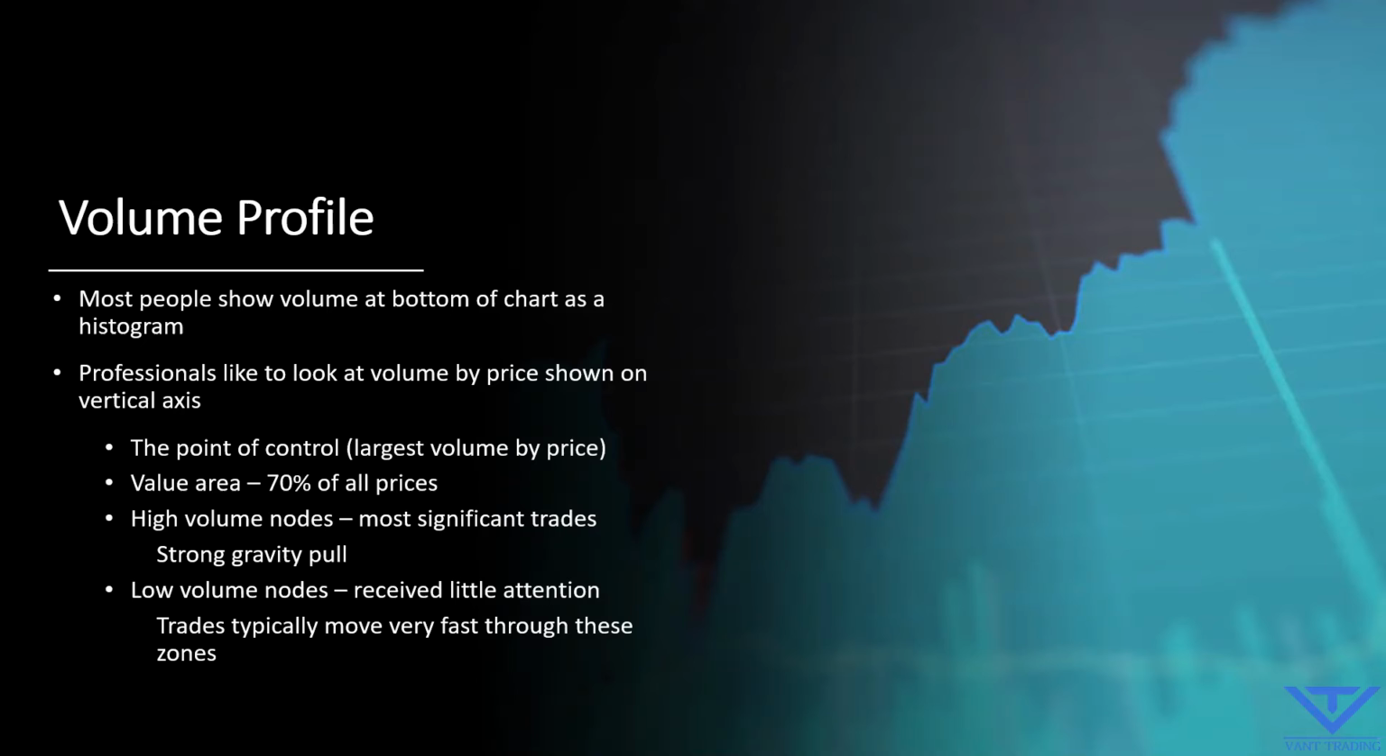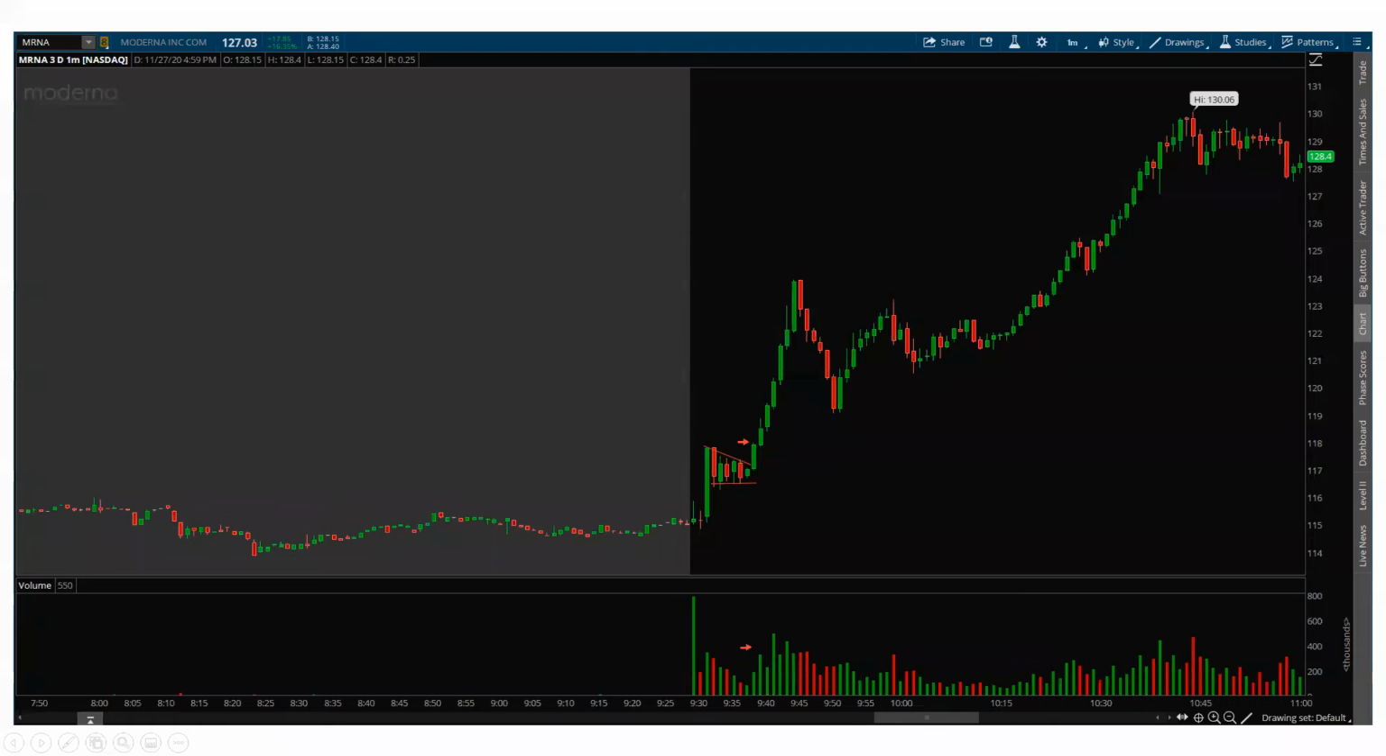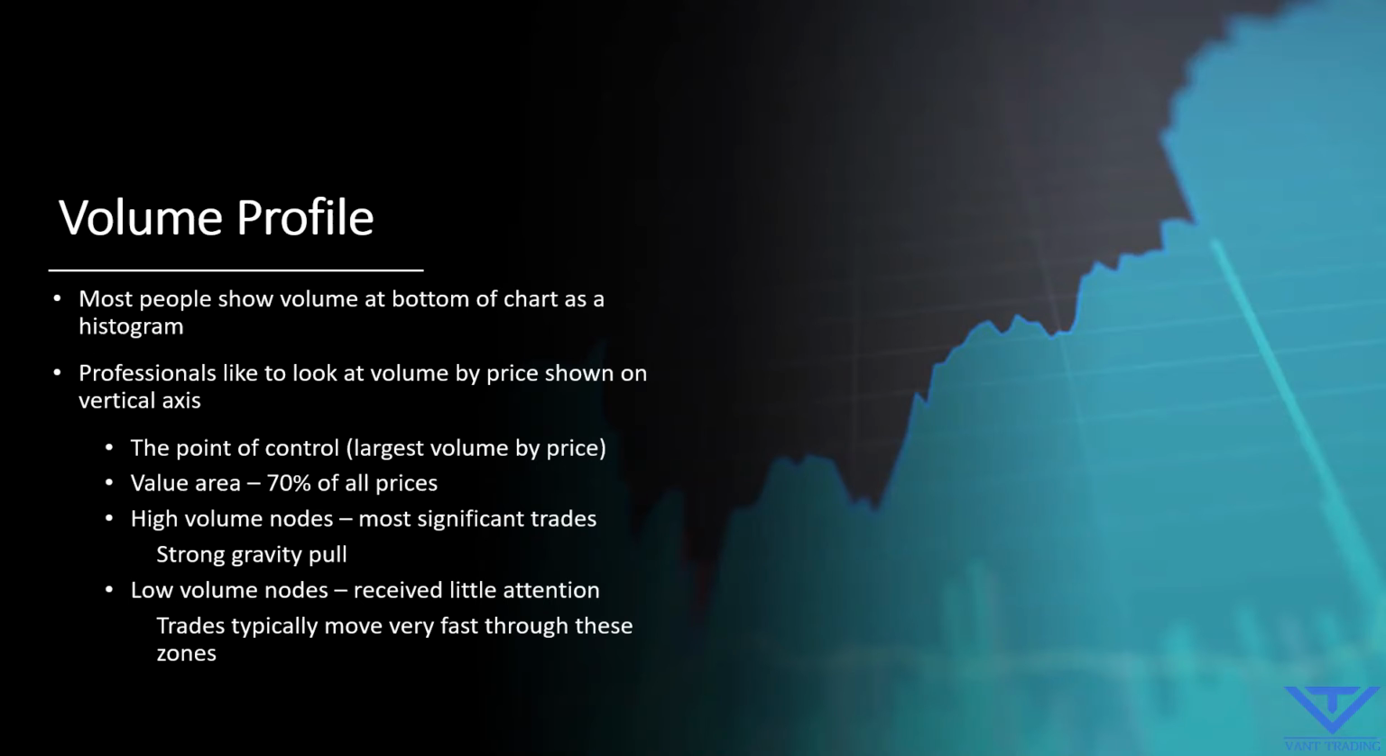So, when we're talking about market profile, we're also talking about volume profile. And if you go back a chart here, the volume that we're showing you on this chart is a histogram volume, right? And you have your time axis right down here. It's not the best way to look at volume, and volume profile is going to show you a different way to analyze volume and a different way to find out where market participants are.